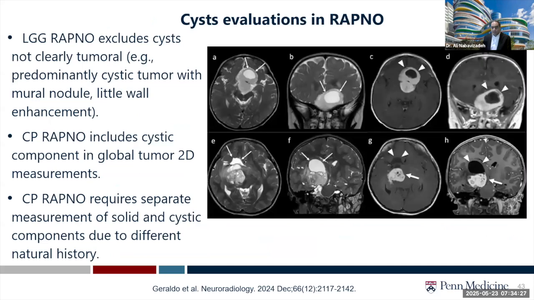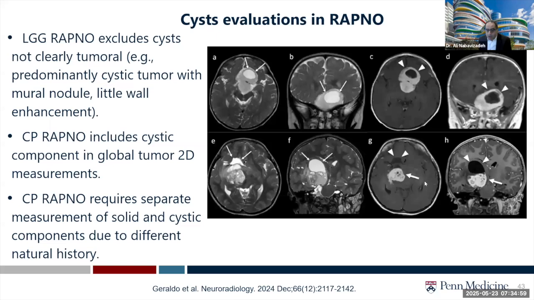So this is for the cystic component that is common, especially in low-grade glioma and craniopharyngioma. For low-grade glioma, you can see at the top a cyst that is really integrated into the tumor. You can see this thick rind of tissue surrounding the tumor, and also you can see that this tissue is enhancing. So this is a tumor cyst that will be included in the tumor measurement.